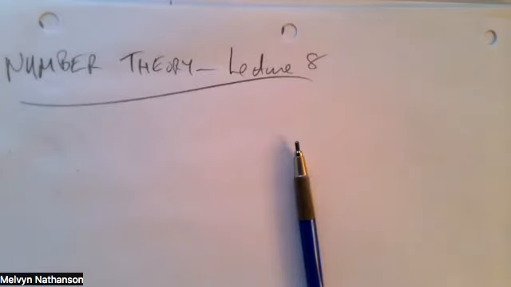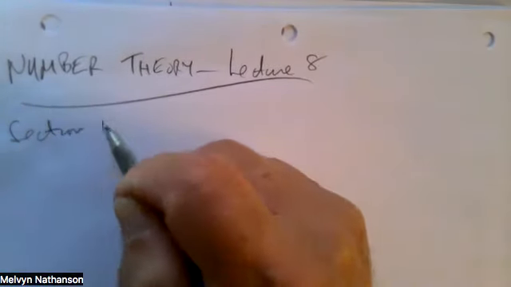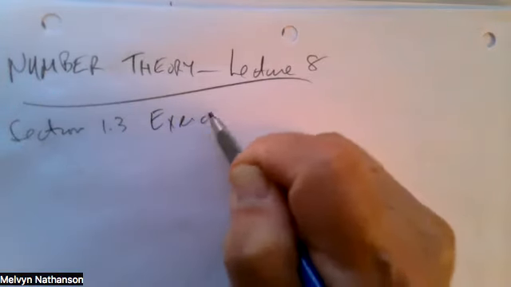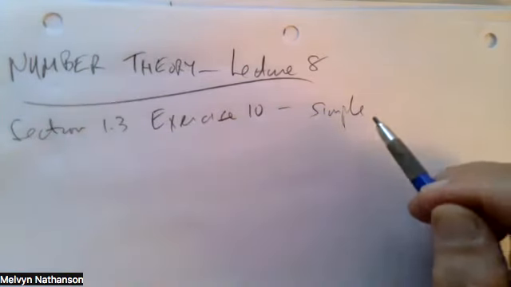Number theory, lecture 8, and you asked in which section the exercise is. Or what page? Section 1.3, exercise 10. Section 1.3, exercise 10. So this is section 1.3, exercise 10, which is on simple continued fractions.